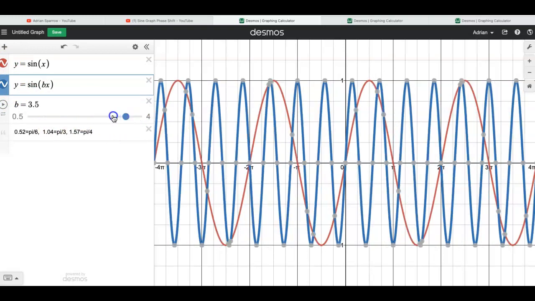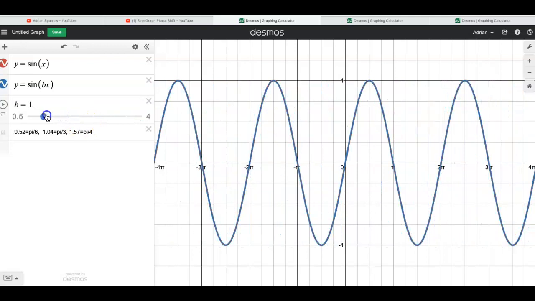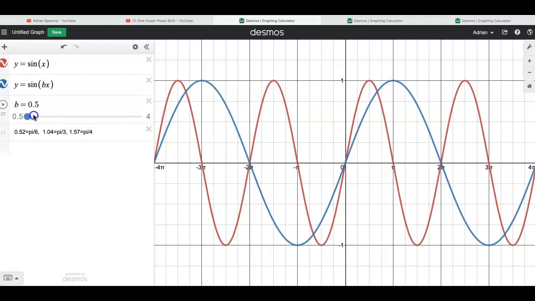We can actually go the other way. So what happens if we halve it? So at the moment we've got it exactly the same at 1, and if we halve it, we're actually making this blue curve have a period of 4 pi. So that's the 2 pi divided by half, giving me 4 pi.